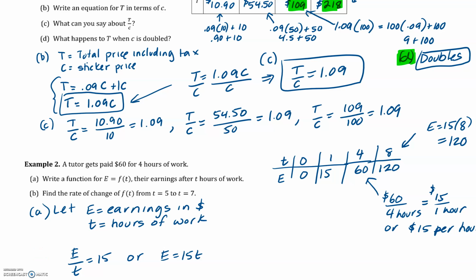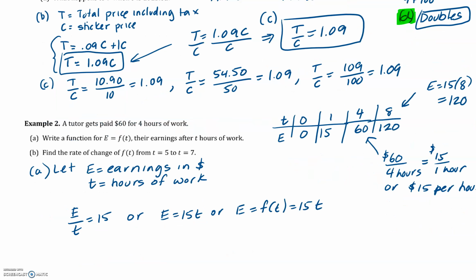B asks a different question. Find the rate of change of f of t. So I'm going to call this f of t. E is equal to f of t. So I'm going to find the rate of change from 5 to 7. Should be 2 hours. It should be $60.